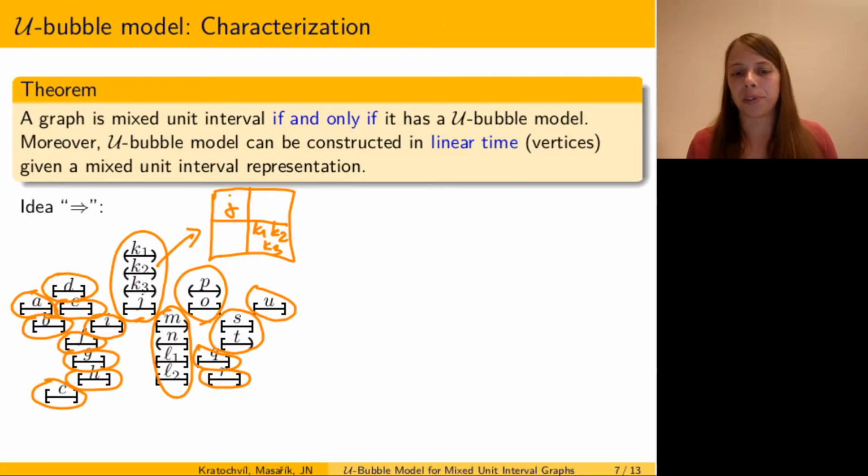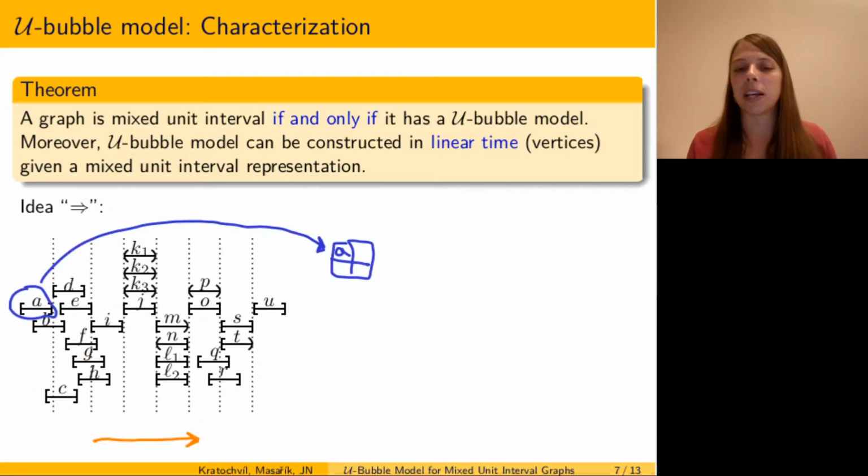Then we need to find the positions of the bubbles in our structure. That means to which column and row they belong. And the idea is quite simple. The mixed unit interval representation gives us an order of the intervals. Maybe just don't be confused that I'm speaking about the intervals instead of bubbles, as bubbles are characterized by the intervals inside. So once we have such an order, we go from left to right, and at first we put the first interval to the first column and row. So it's A in the picture.